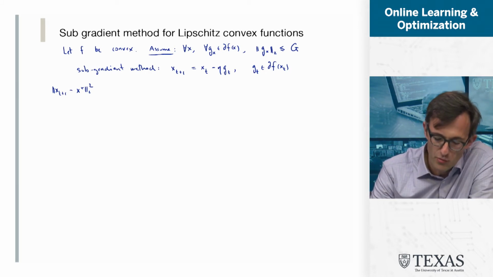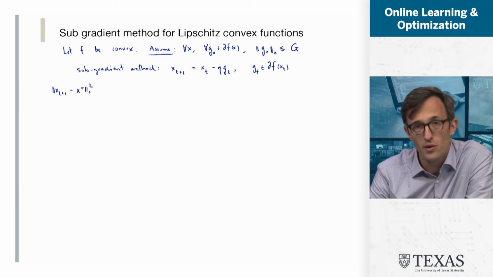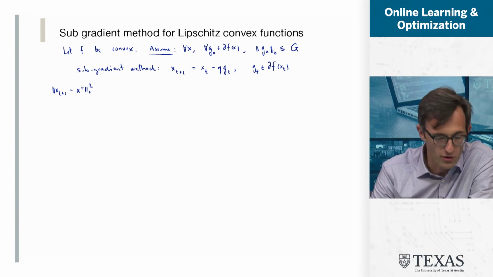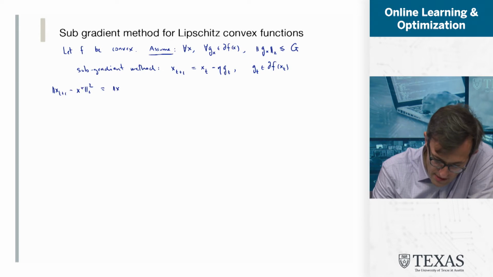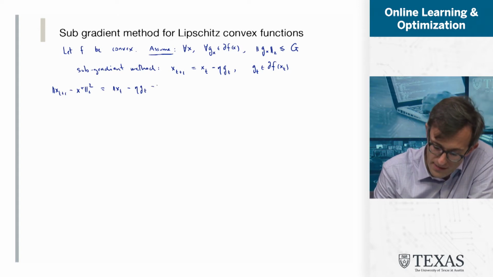So x_{t+1} minus x star. I see an x_{t+1}. Here's my opportunity to plug in my recursion. So this is equal to x_t minus eta times g_t, that's my x_{t+1}, minus x star.